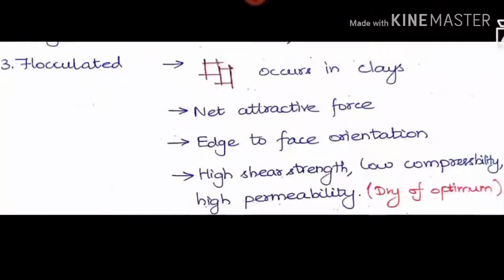So this is nothing but the condition of dry of optimum. So the soil having moisture which is less than its optimum moisture content will provide these types of characteristics, and it will be a flocculated structure.